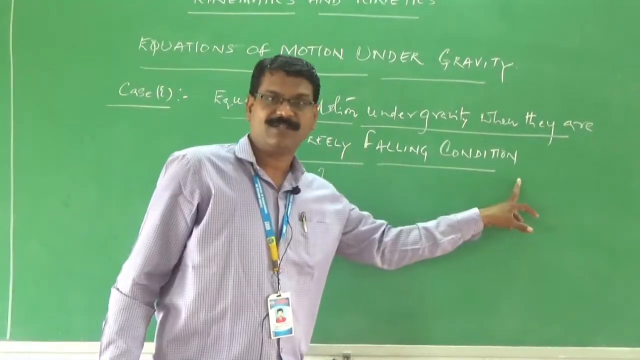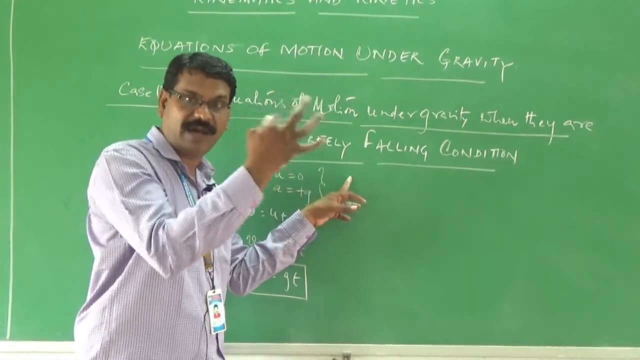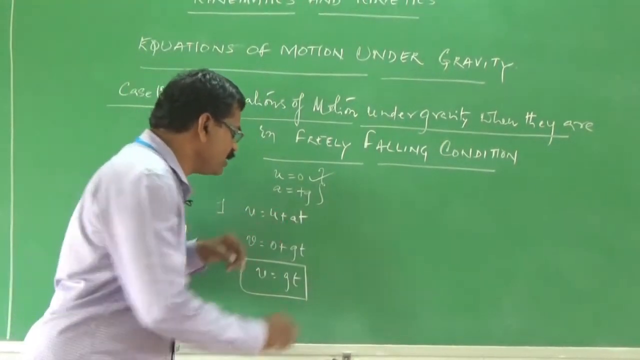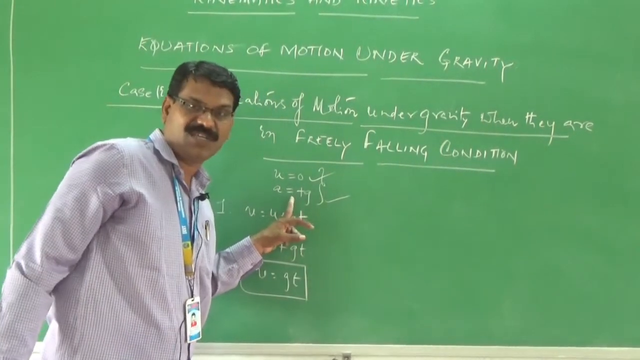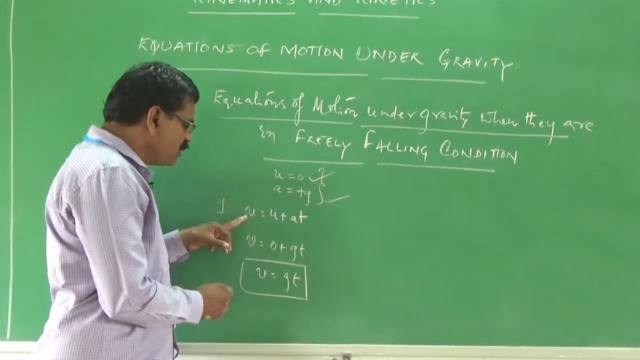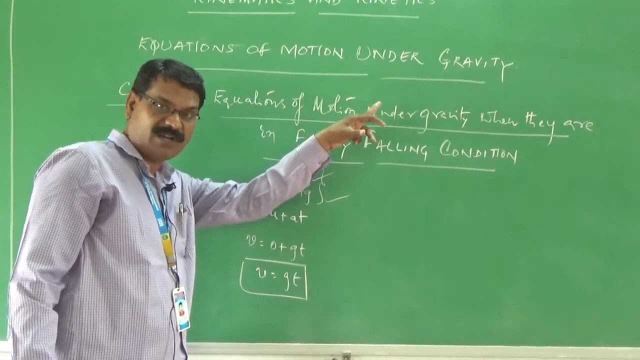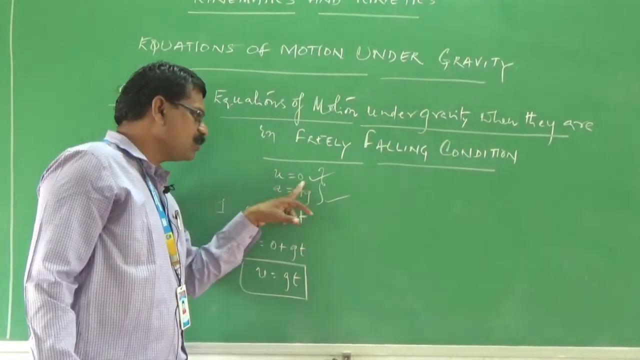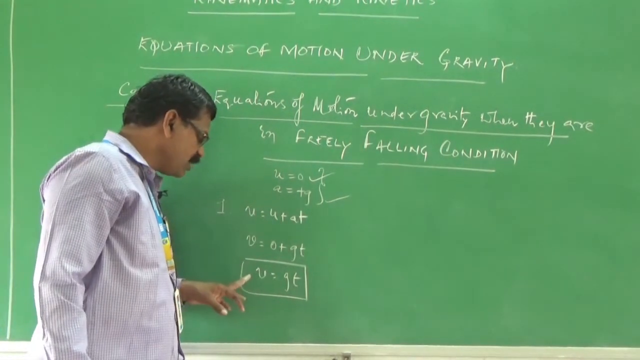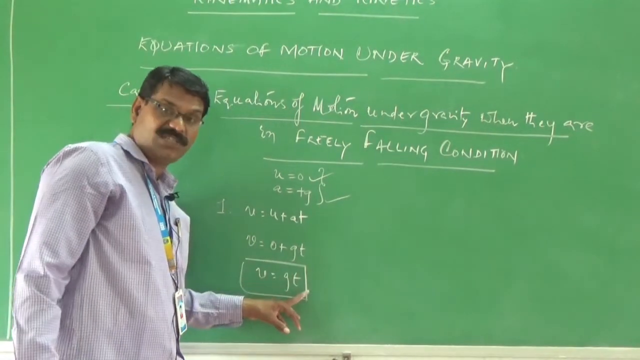Freely falling condition. Therefore, whenever a body is ready to fall from a certain height, its initial velocity U is equal to 0 and its acceleration due to gravity is equal to plus G. Then this equation will change like this. V is equal to U plus AT, we know that it is a standard form of equation of motion under gravity. After putting U is equal to 0 and A is equal to plus G in this equation, my equation will change like this. V is equal to 0 plus GT, V is equal to GT.